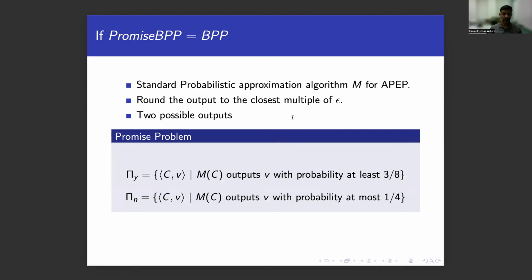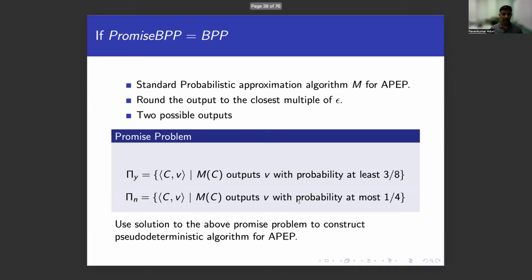The yes instances are all the circuit and value pairs where this algorithm M on the circuit C outputs this value with probability at least 3/8. And no instances are where my M outputs it with probability at most 1/4. And it can be shown that this is in promise BPP. And if we have a solution to this promise problem, using that solution, I can construct a pseudo-deterministic algorithm for APEP. So we'll skip the details of this proof.